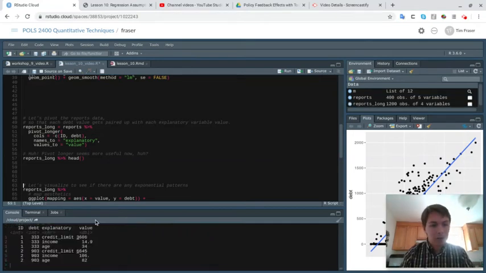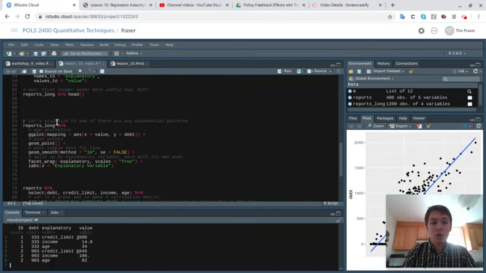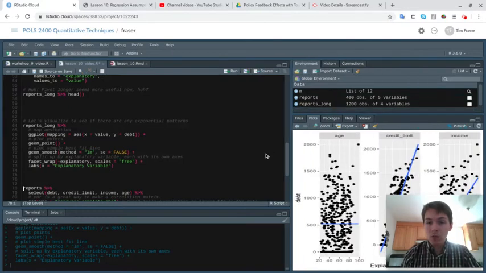Let's check this out. See, so now we have the debt level paired with the credit limit level for each individual person. We have the income level paired with the debt level for the same person, the age, okay? It's put them all in a nice tidy data frame, which becomes really helpful all of a sudden to show those linear trends across all 3 kinds of data.